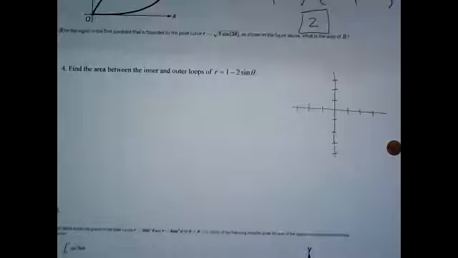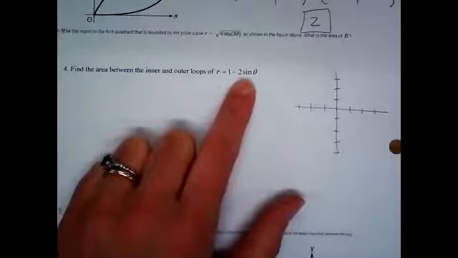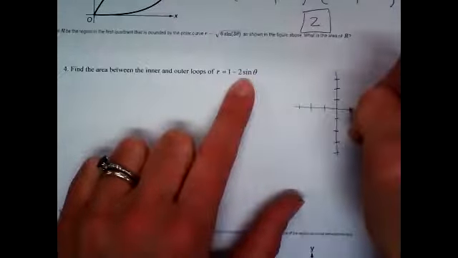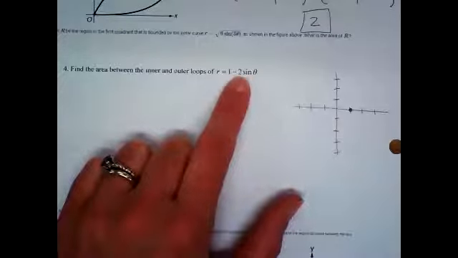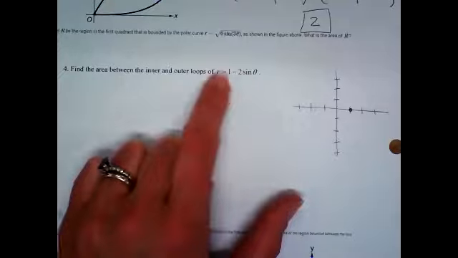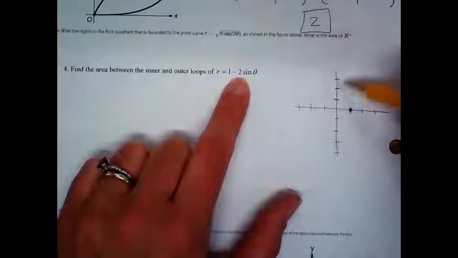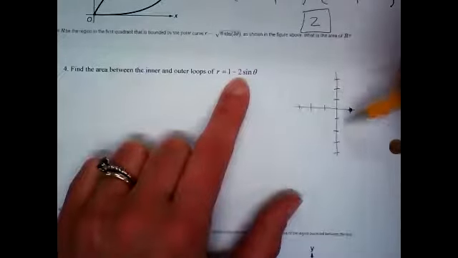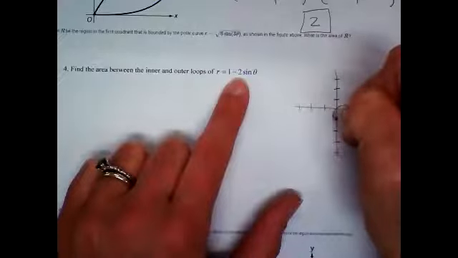Okay, so let's start by plugging in 0. Sine of 0 is 0, right? So 1 minus nothing would just be 1. That's going to be right here. Do pi over 2. Sine of pi over 2 is 1 times 2 would be 2. 1 minus 2 is -1. So pi over 2 would be up here, but we went in the negative direction 1, so that's going to put us down here. So far we've got this.